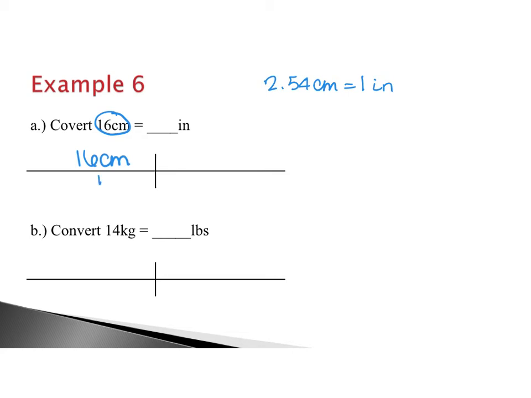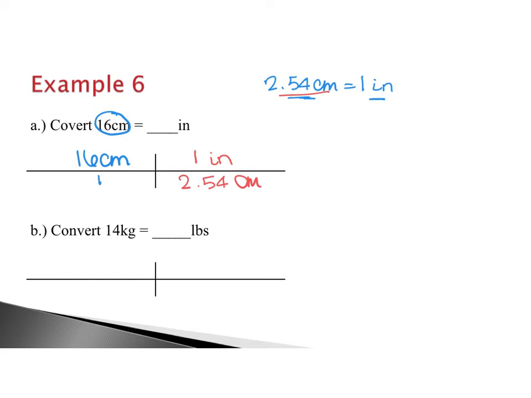And then I have to figure out, does the centimeters go on the top or does the inch go on the top? Well, because I have centimeters on the top already, I need my centimeters to cancel out so I can end up with my unit of inches. So that tells me I have to place that 2.54 centimeters down on the bottom. And you have to keep your units every step of the way. So if 2.54 centimeters goes on the bottom, that means 1 inch goes on the top.